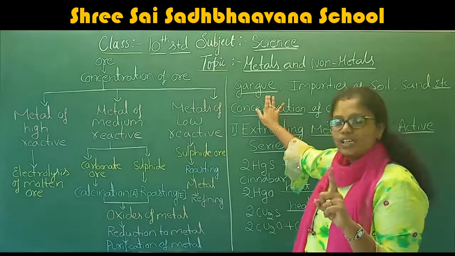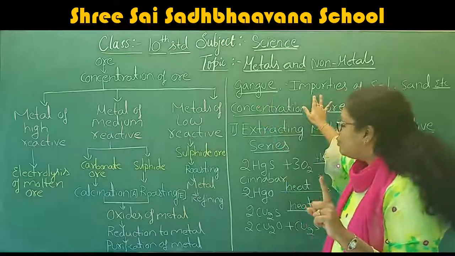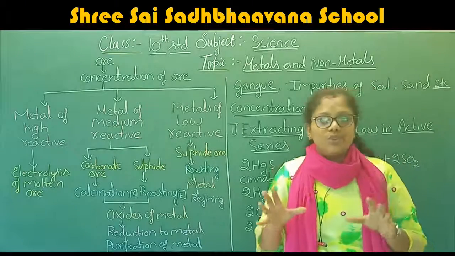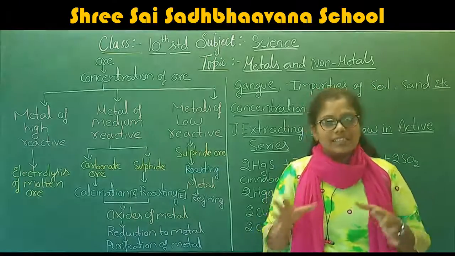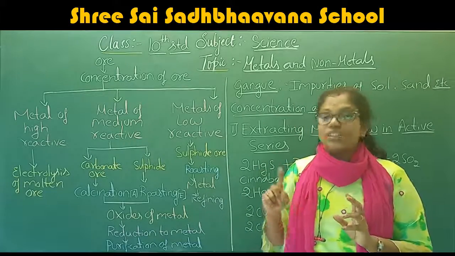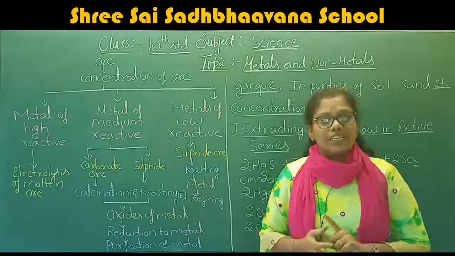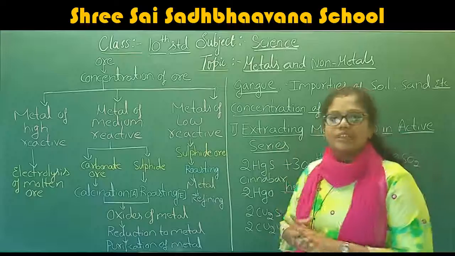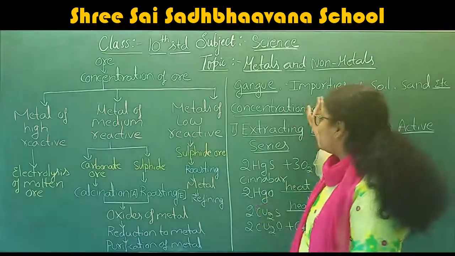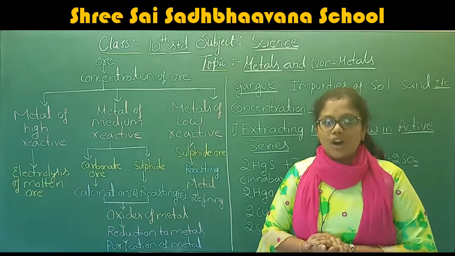Here, another important definition is gangue. What is this? Gangue means the impurities of the soil and the sand. If any impurities that represent the soil and the sand are in the ore, we call them gangue. G-A-N-G-U-E, gangue. This is also one of the important definitions in this chapter. The impurity of the sand and soil we call gangue.